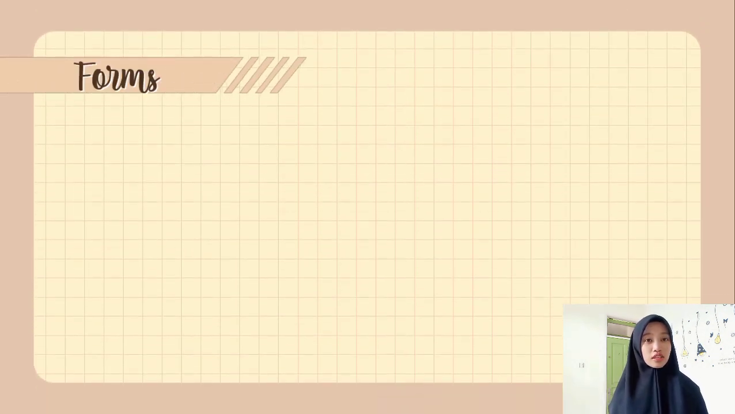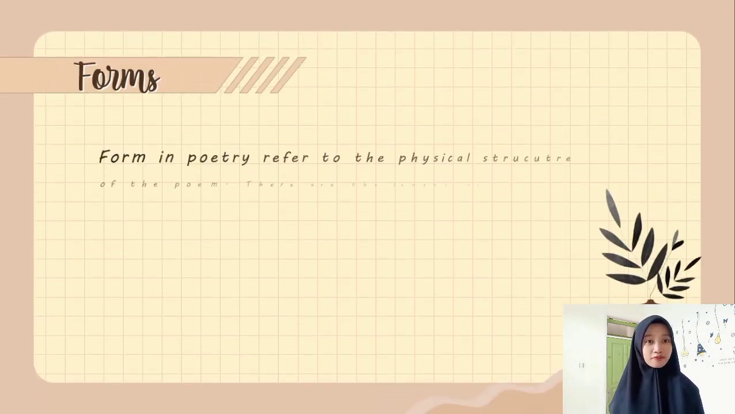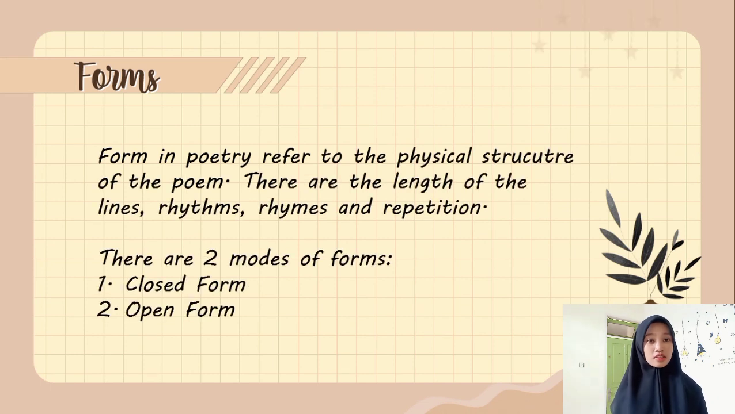The first material is form of poetry. Form is how we describe the overarching structure or pattern of the poem. Form of poetry refers to the physical structure of the poem. There are the length of lines, rhyme, rhythm, and repetition. Generally, there are two modes of form in modern poetry, especially poetry in English. There are closed form and open form.